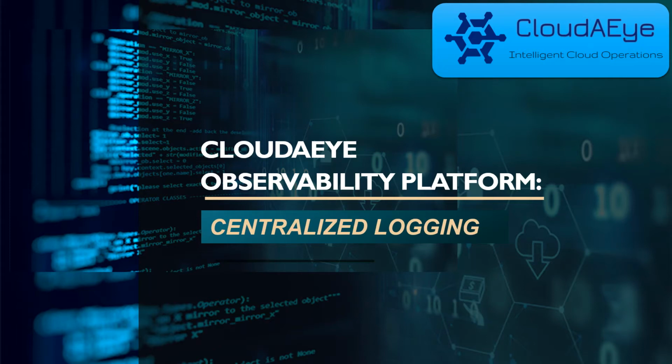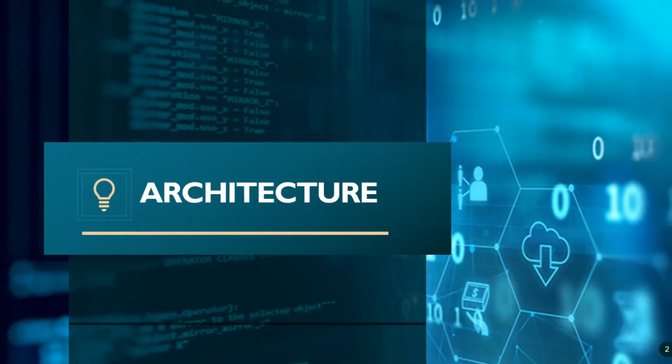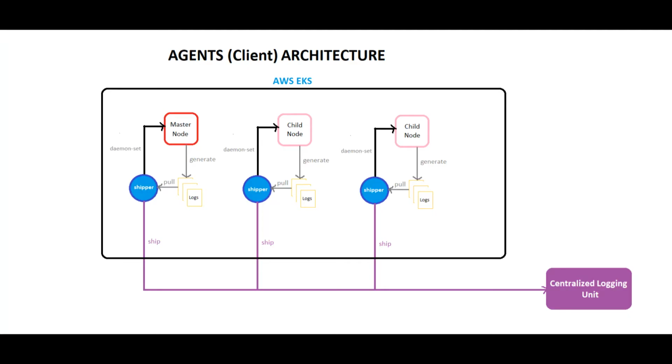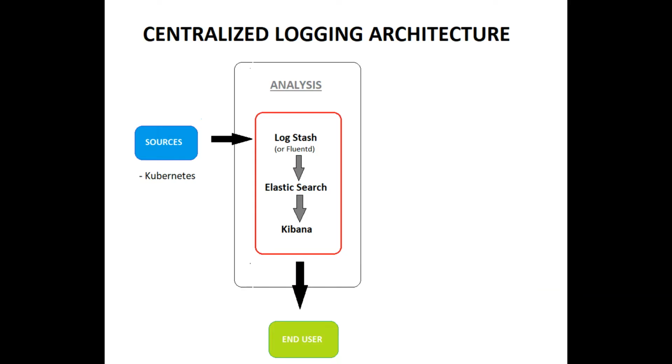Today, in this video we are going to see how to build a centralized logging solution for an observability platform with CloudAEye SaaS. The architecture comprises two parts: the log source that generates the log data, and the centralized logging unit that collects logs from these sources.